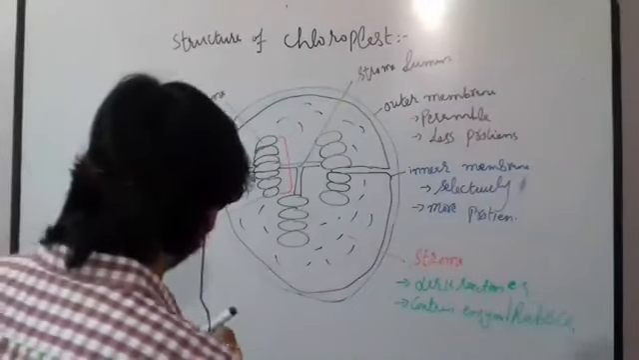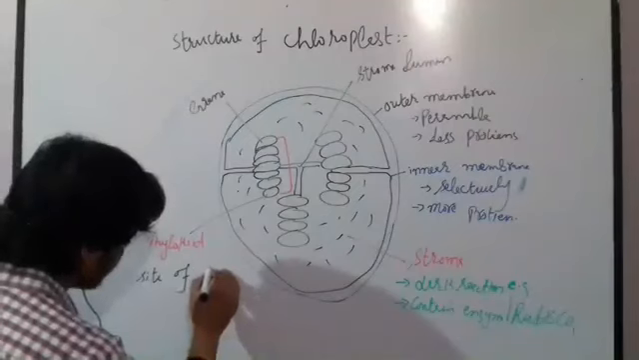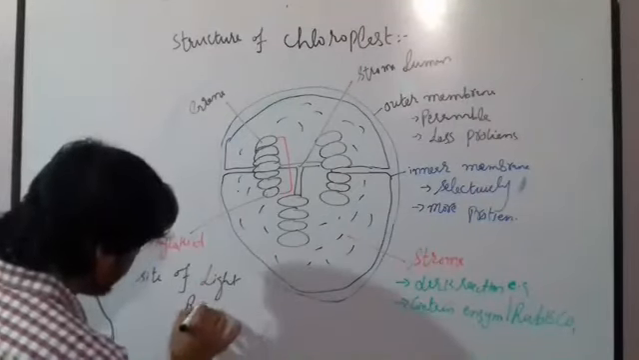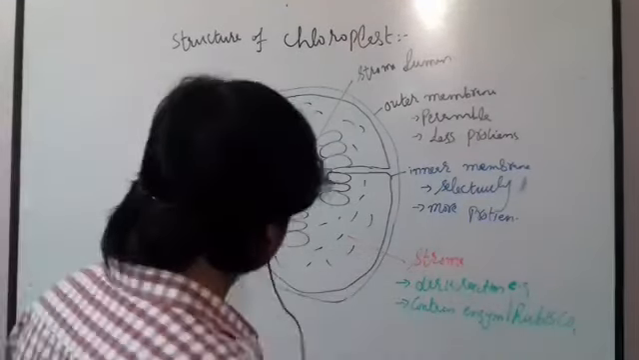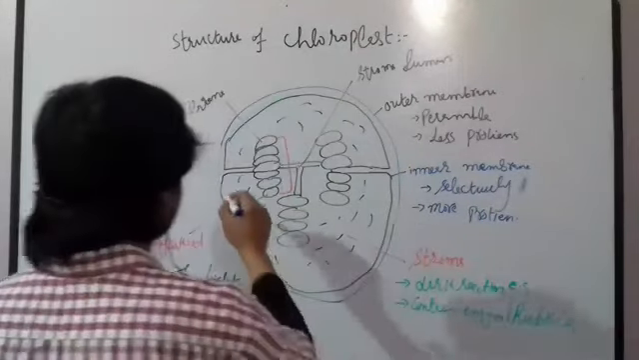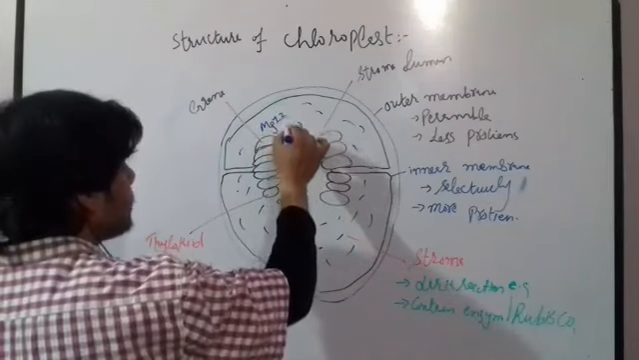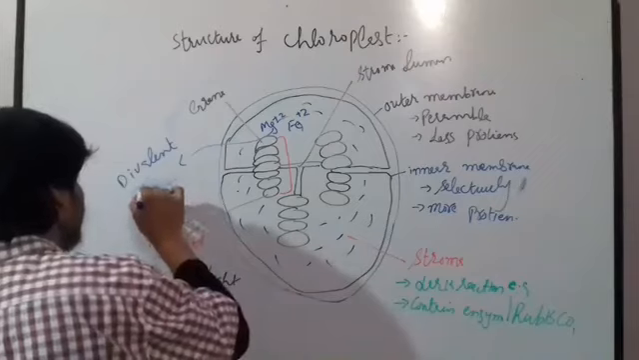Now this thylakoid membrane is used for the light reaction. This thylakoid portion is actually the site of the light reaction. This stroma portion also contains divalent cations, for example magnesium and ferrous ions.